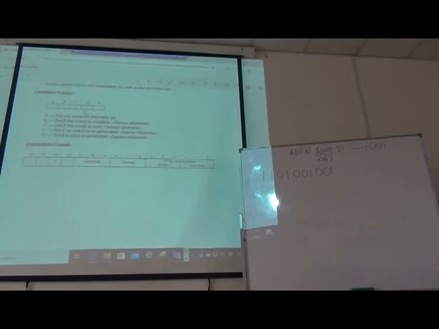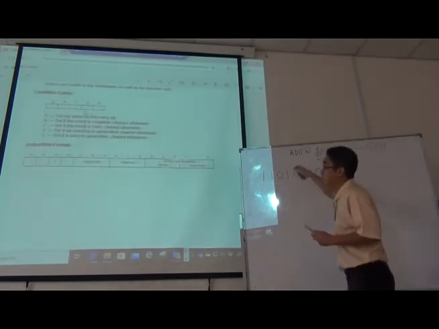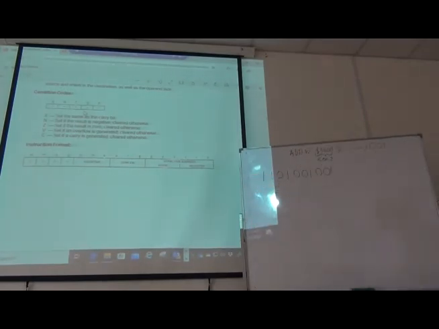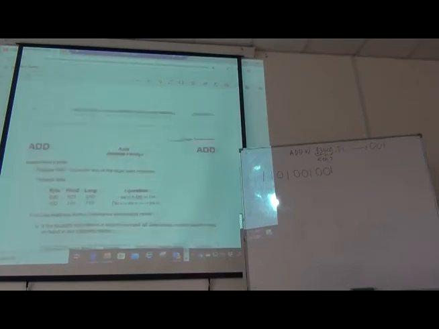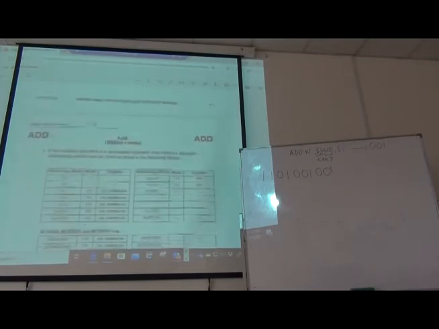Here is the effective address. Effective address is this one, right? So you need to look at the mode and the register. What we are talking about here is which table we need to use. Look at the table here. There are two tables, the first one and the second one here.